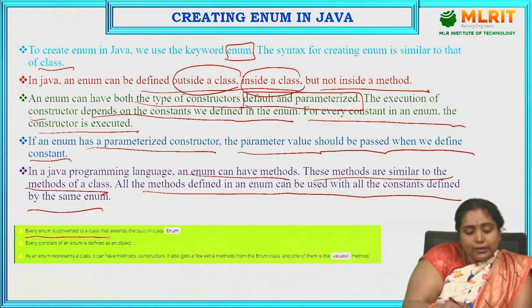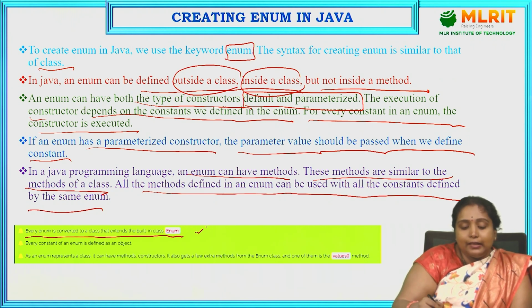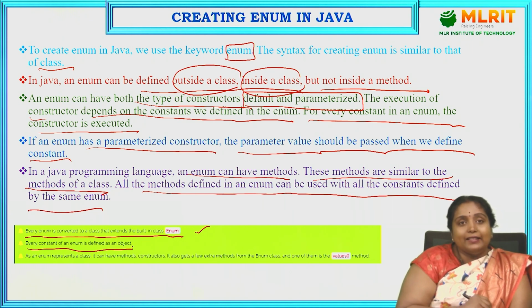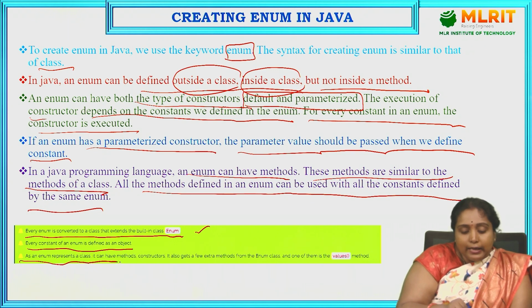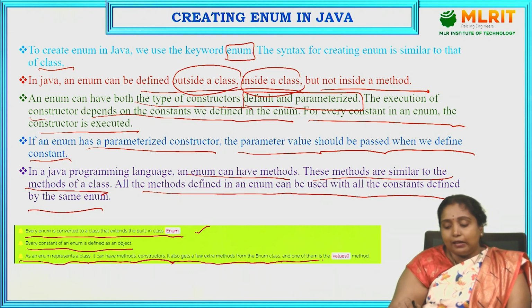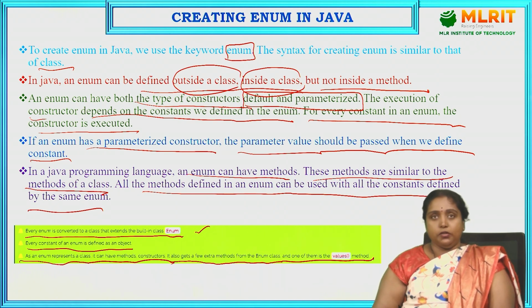Every enum is converted to a class that extends the built-in class Enum. Okay, and every constant of an enum is defined as an object. As an enum represents a class, it can have methods, constructors as well as instance variables, and it also gets a few extra methods from the Enum class, and one of them is the values method. So these are the note points.